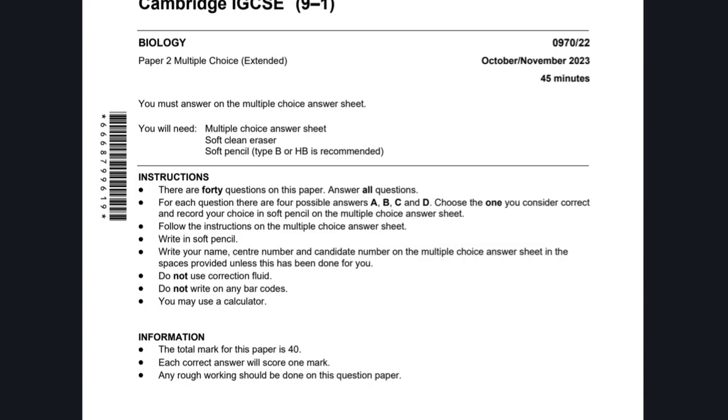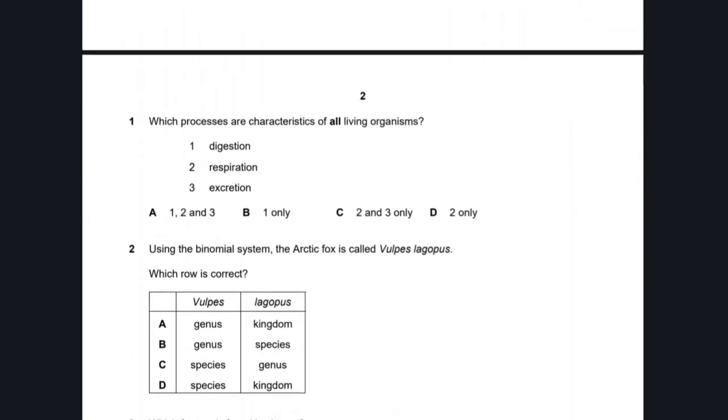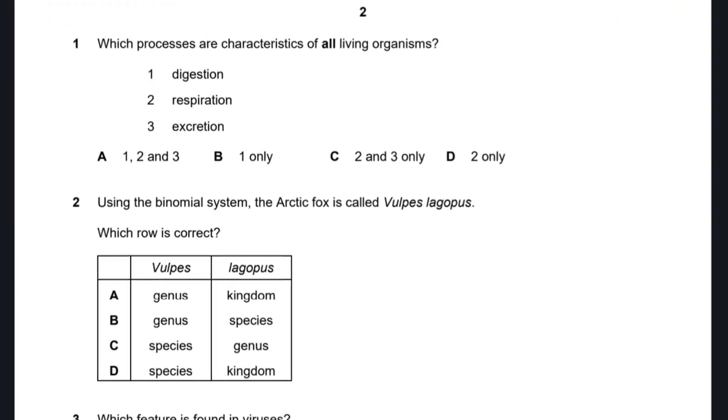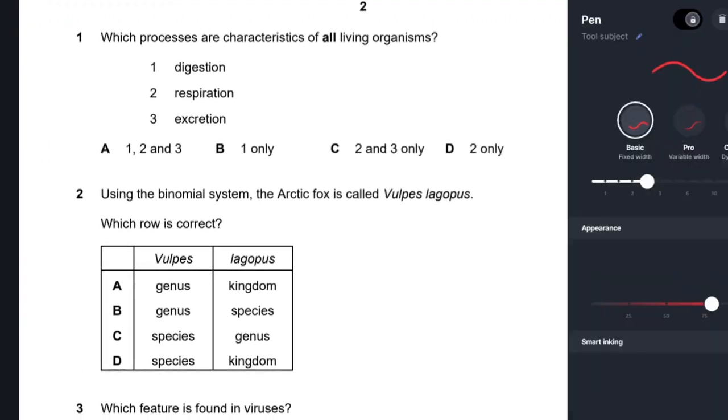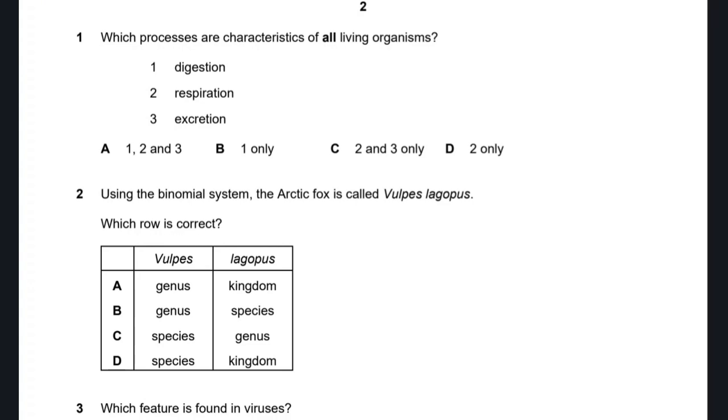The time is 45 minutes and question number 1 is: which processes are characteristics of all living organisms? If we look at the processes, respiration and digestion are processes, excretion is a process, but respiration and excretion occur in all organisms, and some of them do not digest food, they just absorb it. Their way of getting nutrition is absorptive. So C is the right answer.